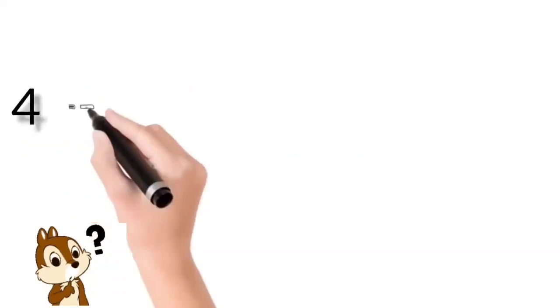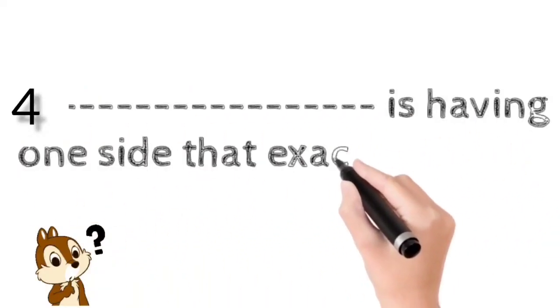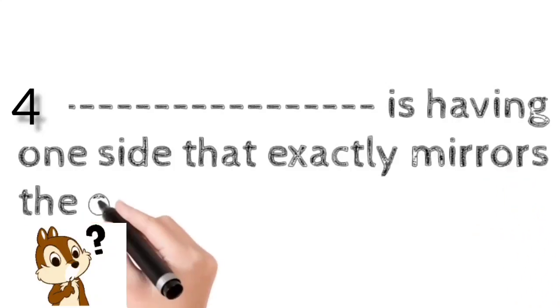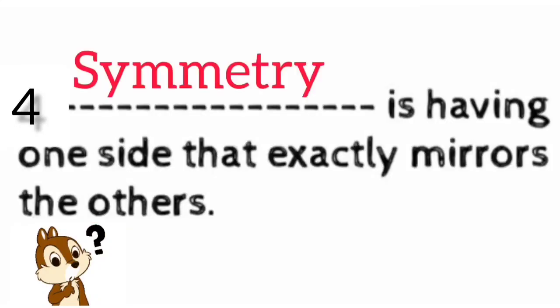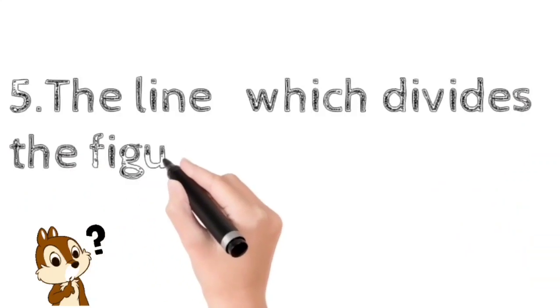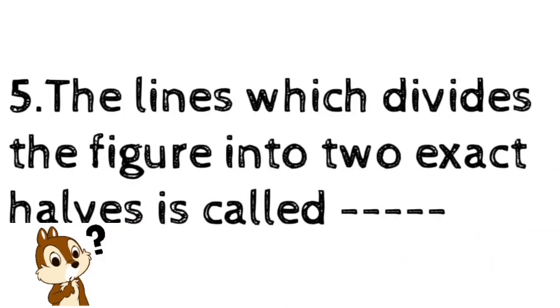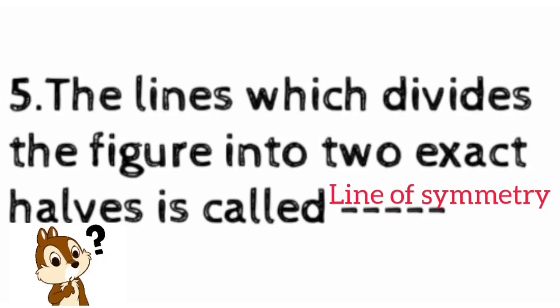Yes. Fourth question. Dash is having one side that exactly mirrors the other. Symmetry is having one side that exactly mirrors the other. Okay. Fifth question. The line which divides the figure into two exact halves is called the line of symmetry. Yes. Now quick recap session.